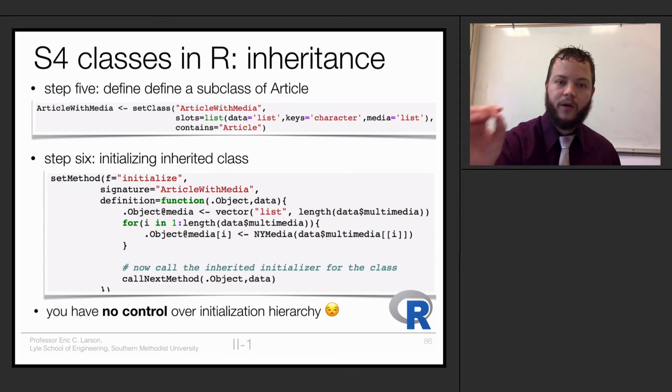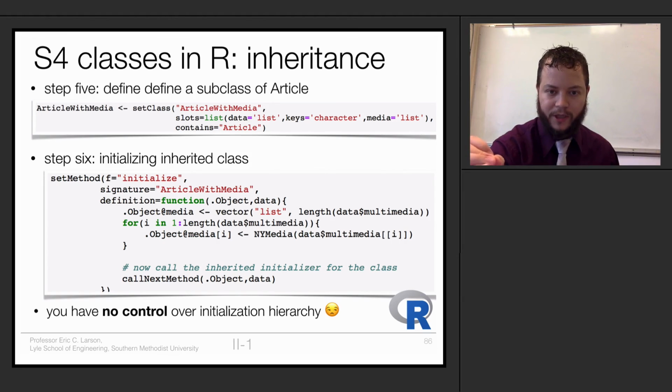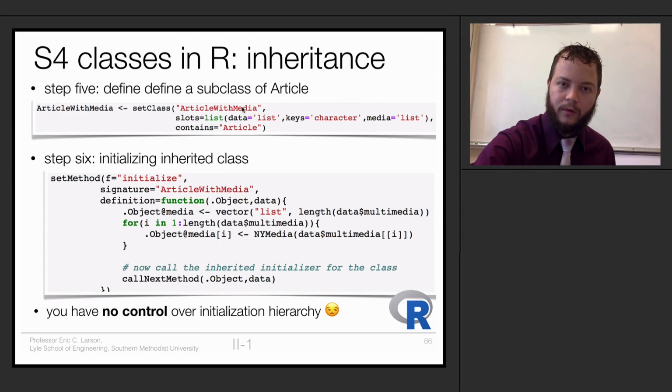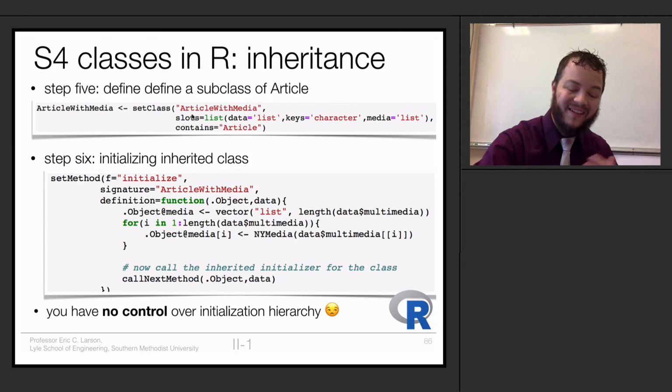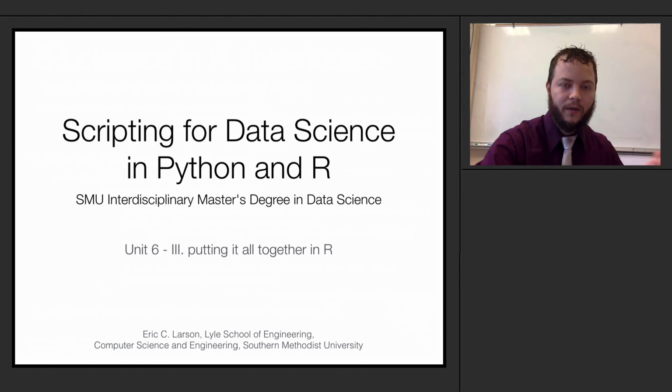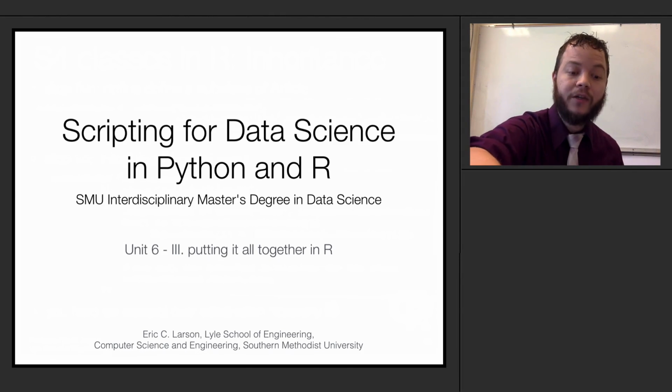That happens right there. You have absolutely no control over the hierarchy of initialization. So this is not a real programming language, in my opinion, because we can't control this call next method. If we inherit from multiple different classes, we have no control over which method gets called first, or if we call certain initialization procedures, right? So there's not a whole lot of control when we're using inheritance in R, but it does exist, so I wanted to talk about it. So let's put the whole thing together and start to use S4 classes and build up our New York Times data scrubbing in R.